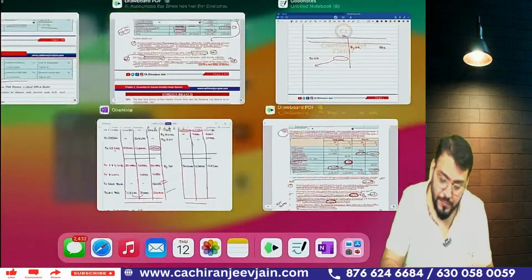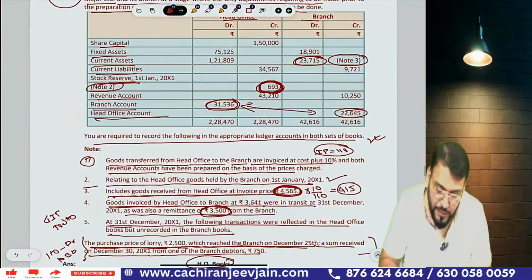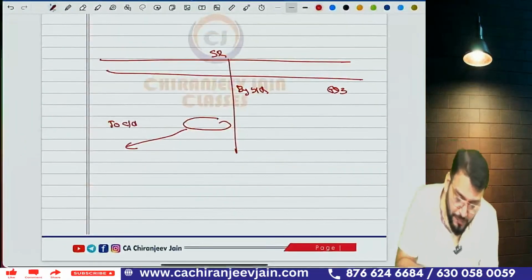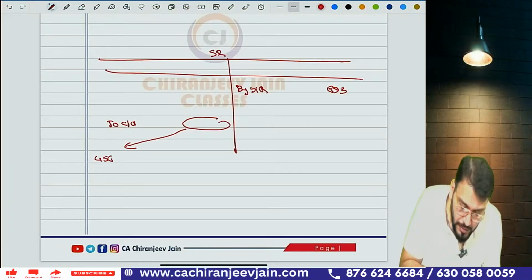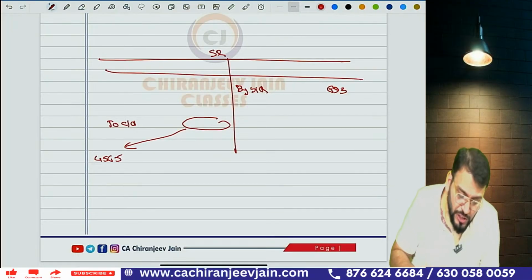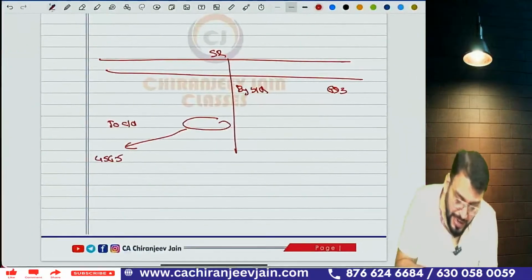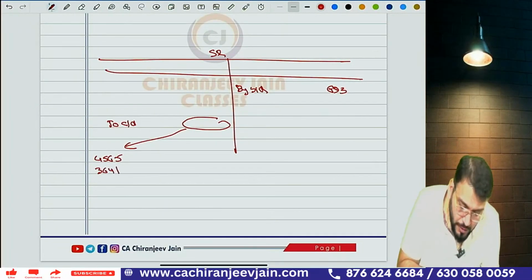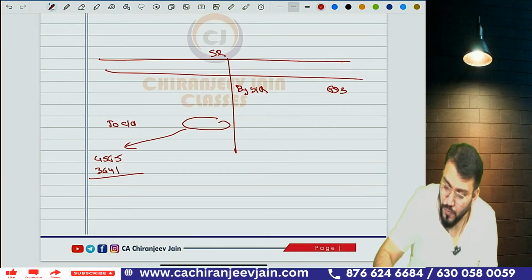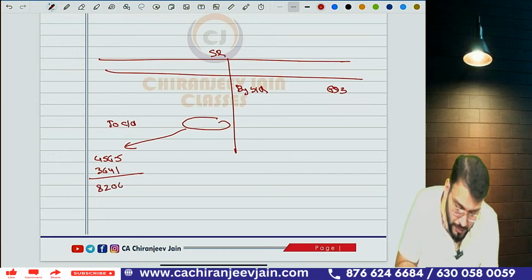So what is the stock? Already we calculated 4565. So 4565, and there is one goods in transit. Goods in transit was how much? It is 3641. So we can add 3641. Total becomes how much? 4565 plus 3641. Total is 8206.